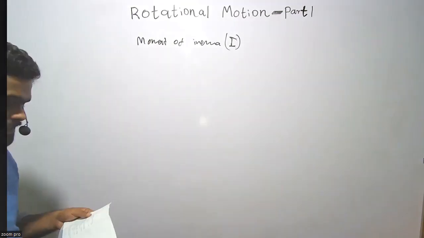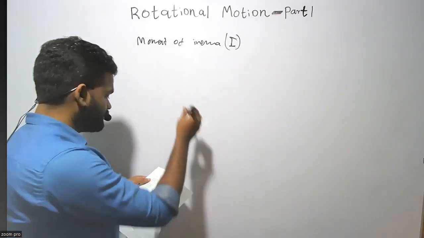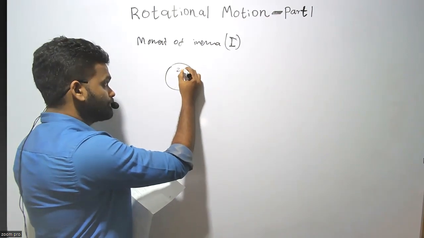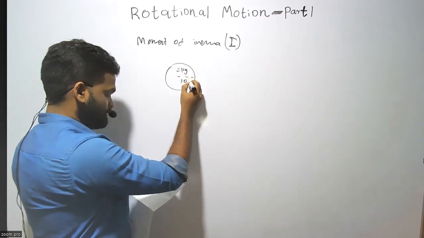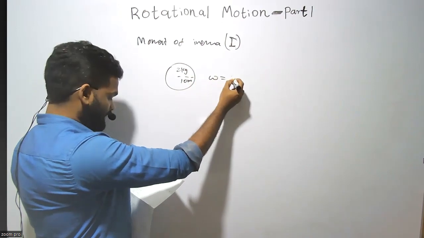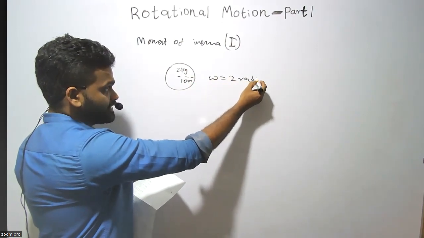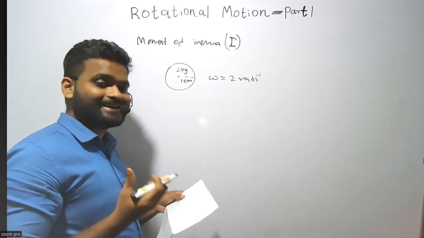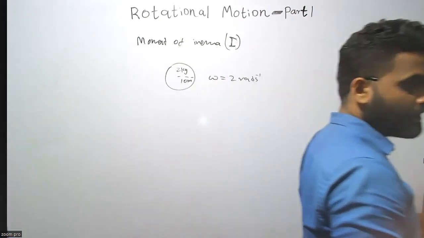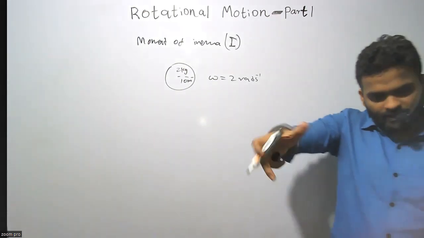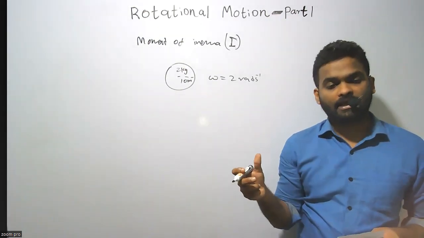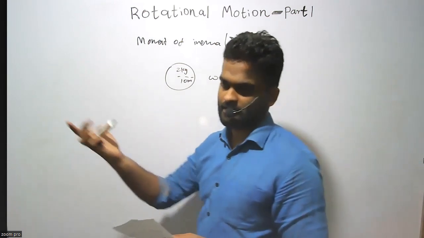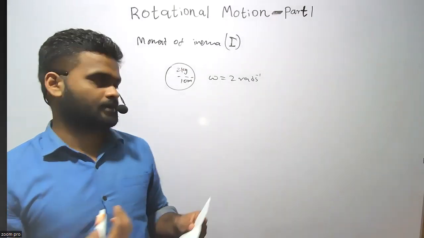In the 15th question, we have a circular plate, mass 2 kilogram, radius 10 meters, and the omega is given as 2 radians per second. So it is rotating, and what they ask is the kinetic energy of this rotation. We call that rotational kinetic energy or angular kinetic energy. Similar stuff.